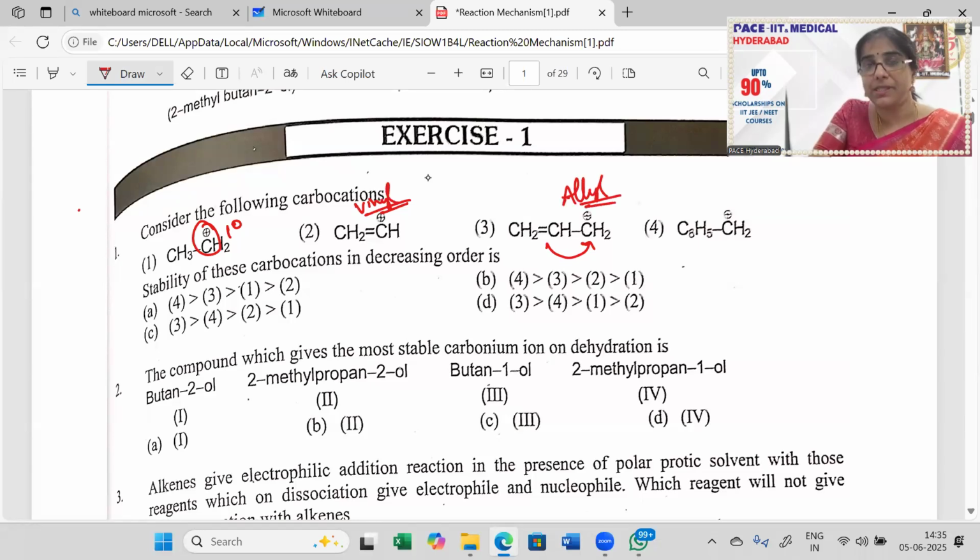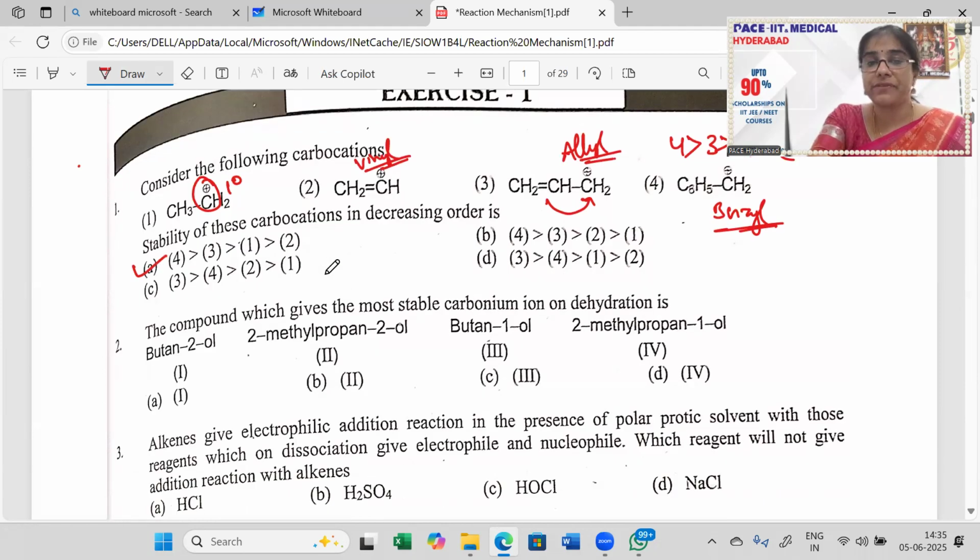Allyl carbocations are more stable. Then you have benzyl, which is even more stable. So 4 is the most stable. Then you have 3 allyl. Then out of 1 degree and vinyl, definitely 1 degree, and then vinyl is the least. So option A is my answer there.